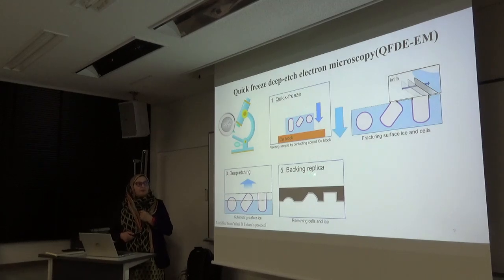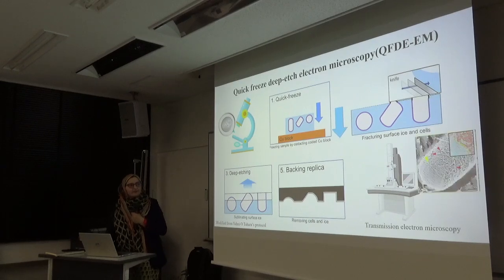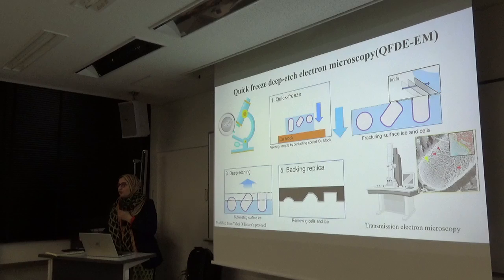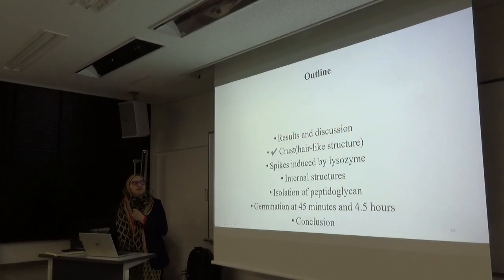These replicas are formed by metallic shadowing, for example platinum. And these replicas are then observed under the electron microscope. So this is the whole method of quick-freeze deep-etch electron microscopy. So next I move into my results.